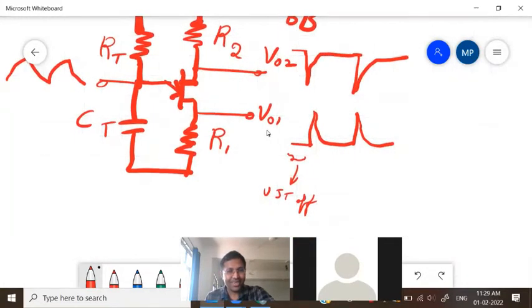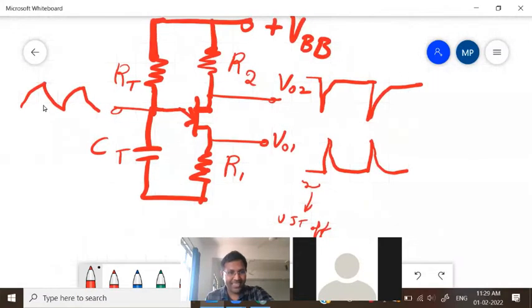Next, what is happening when the capacitance reaches maximum voltage across it? Then UJT is turning on. So here UJT is on. I will write UJT is on.